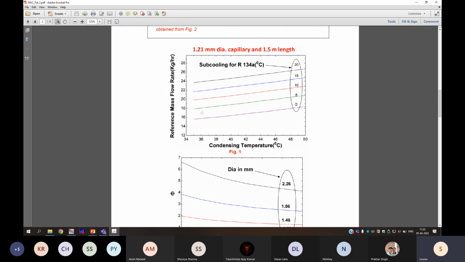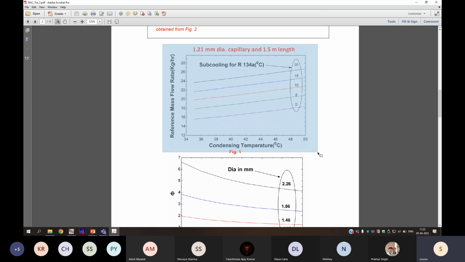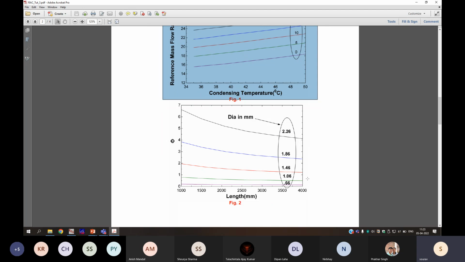Now the mass flow rate is given as a function of condensing temperature. Even at one condensing temperature, if you have a different degree of subcooling from your condenser, then your mass flow rates vary. If you have saturated condition, the purple line is the mass flow rate line. If you have more subcooling, your mass flow rate through the capillary tube increases. This plot is drawn for a standard capillary tube, and this is the correction factor for other diameters and lengths.